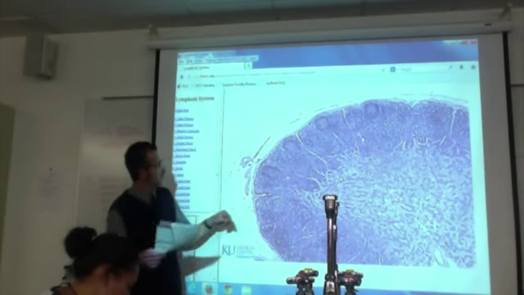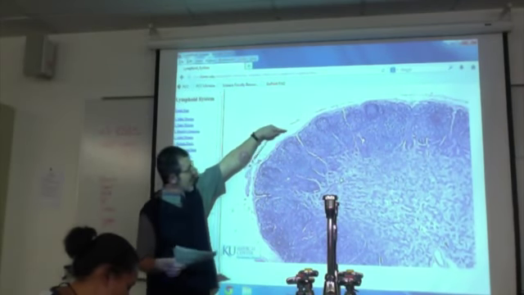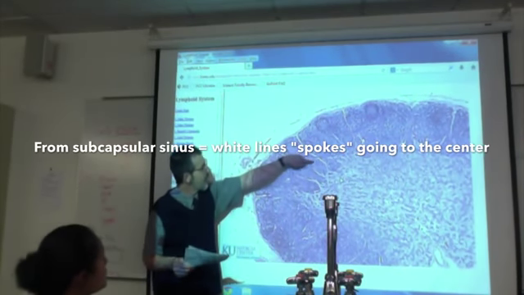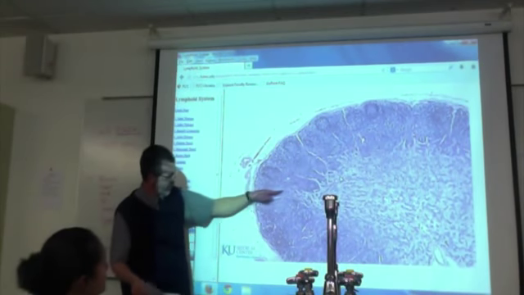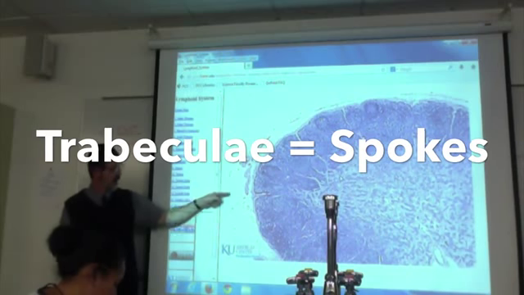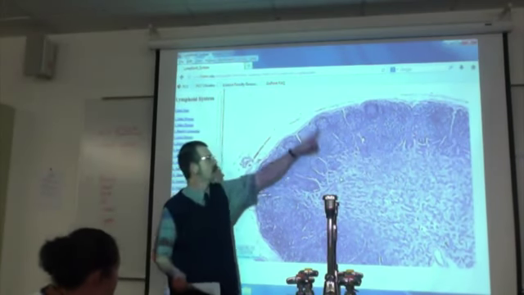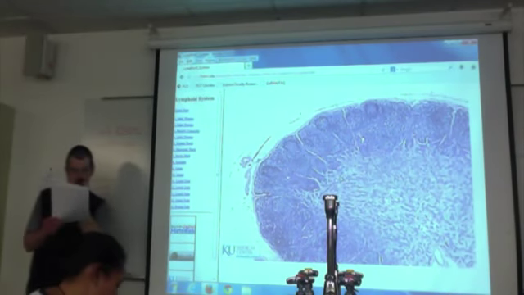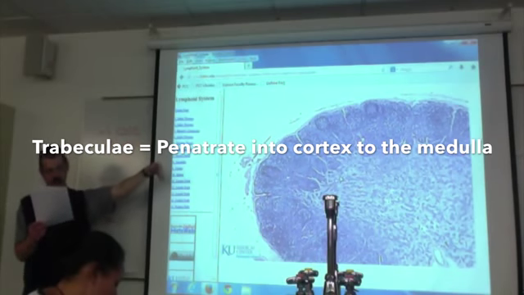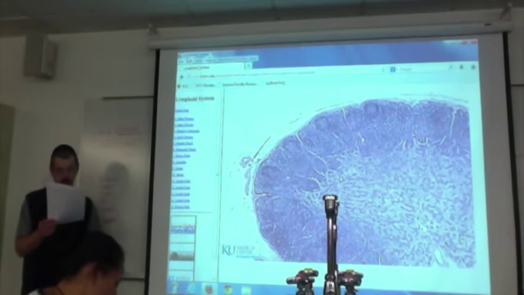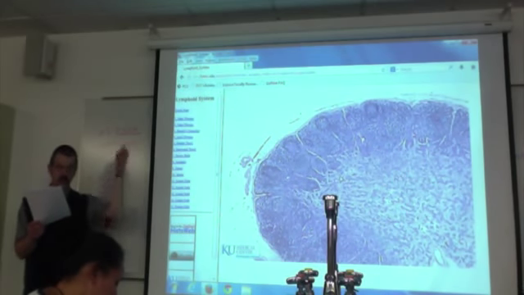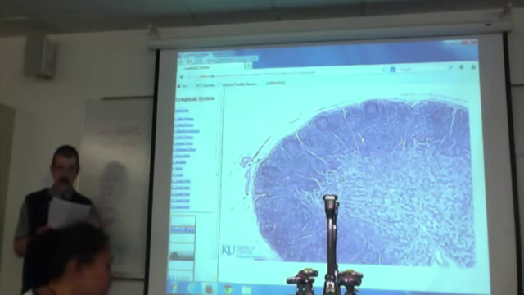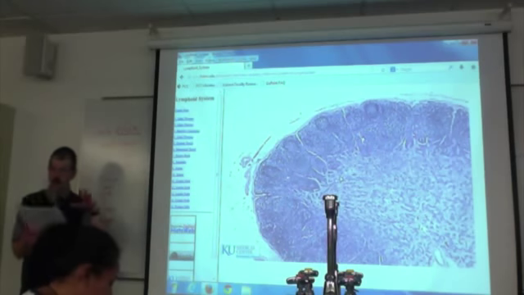So now what you're going to do is, from the subcapsular sinus, take your finger and go down these white things like here, here, here, like spokes. Trabeculae. Trabeculae are the spokes that come down from the subcapsular sinus. So the trabeculae penetrate into the cortex to the medulla. Make sense? That's everything on a lymph node. So you're looking for a ring of those dark circles, and that's basically your node. Every other lymphoid organ we do will have the same general parts. What differs is where they're located in the organ.